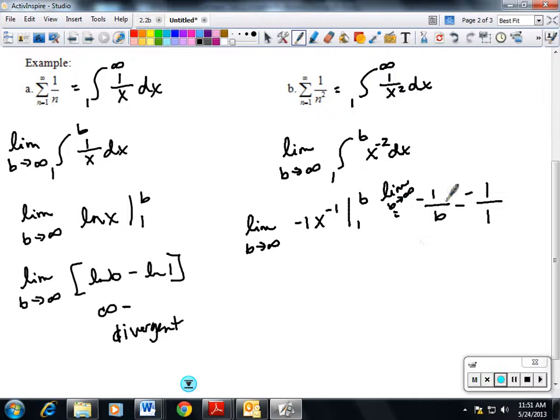Well, I can do the limits individually. Negative 1 over b, the bottom's bigger than the top, so the limit goes to 0, plus 1, so it would be 1. So because this converges to an actual number, then the series converges.